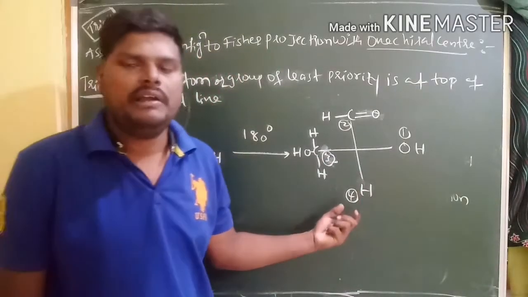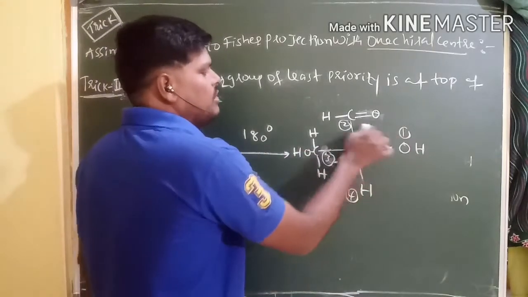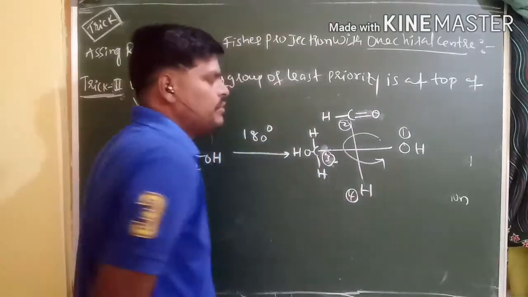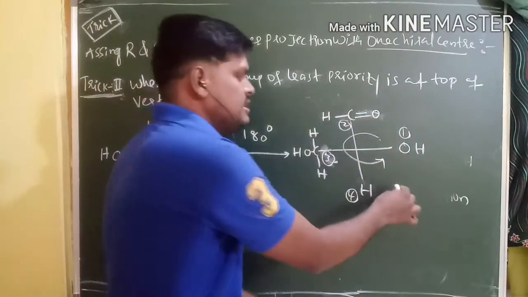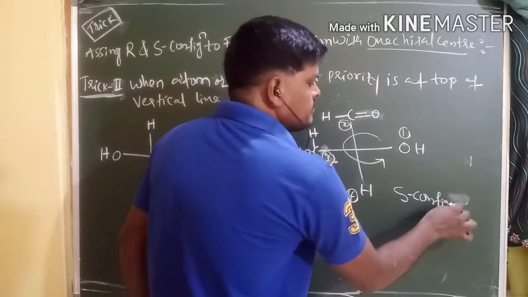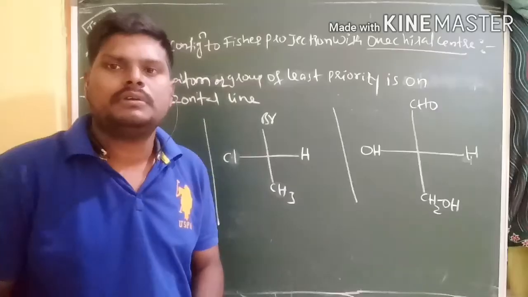I told you already, the least priority is always kept constant. What is the direction for this compound? 1, 2, 3. So this is the direction for this compound. Is it anti-clockwise or clockwise? Anti-clockwise. That's why this is S configuration. Right? This is S configuration.